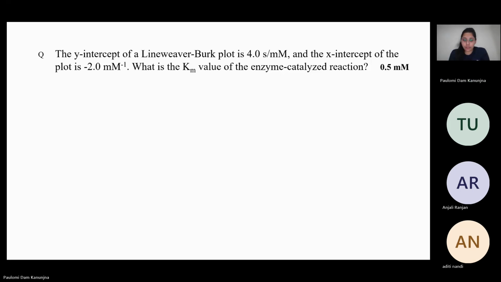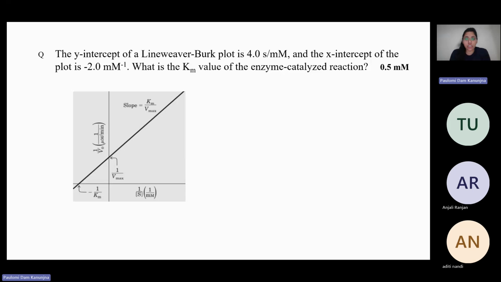So if people are attempting, I will just show the solution and you can check if you were thinking in the correct direction. So this is how our LB plot looks like, right? You have 1 by Vmax as the y-intercept and minus 1 by Km as your x-intercept. And you have these two values given to you, out of which you are simply asked what is Km.